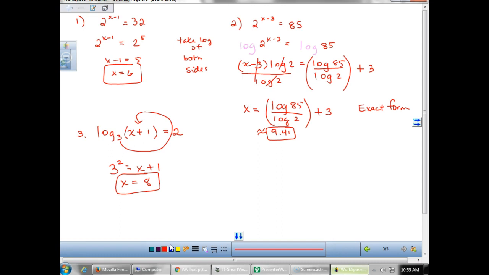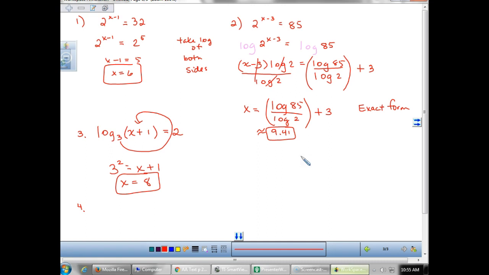Now, do you notice at number 3, it had a log on one side but nothing on the other side? Number 2 had no logs at all. So I'm trying to help you categorize these as you see the problem and know which approach to use. That's what makes logs hard. There's so many different ways you solve these. But y'all are going to be great at it, I can already tell. Okay, number 4.